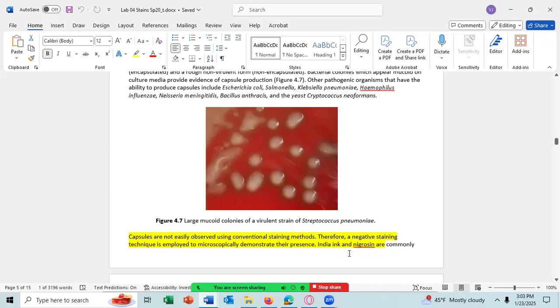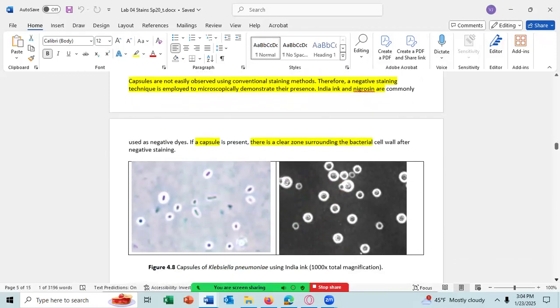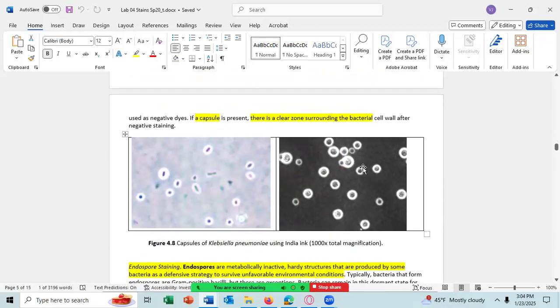India ink and nigrosin are two dyes commonly used in the negative stain. Here is India ink, which lightly stains the cell. It's kind of a grayish color, and then it darkly stains the background of the cell. And you note the clear region around the cell, that is where the capsule is.